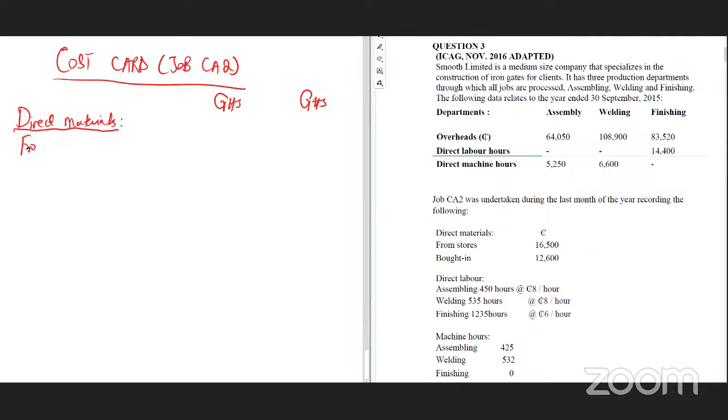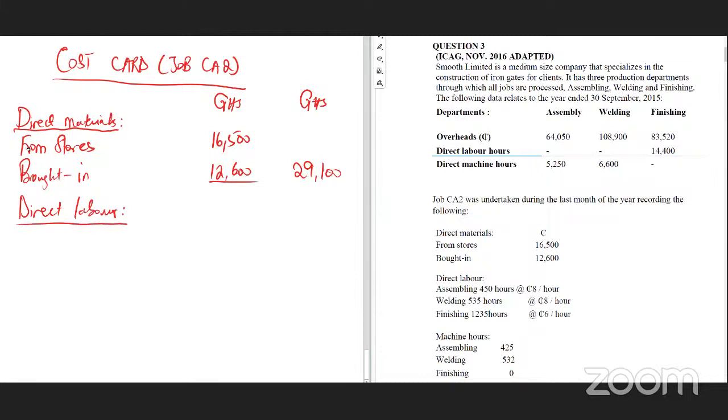So from stores, how much material was from stores? We have 16,500 from stores, not so? And then we bought additional 12,600. Okay, so materials, we have 16,500 plus 12,600, and that is 29,100. Okay, so that is it for material. Then we go to direct labor. We pay them a particular rate based on the hours that they work.